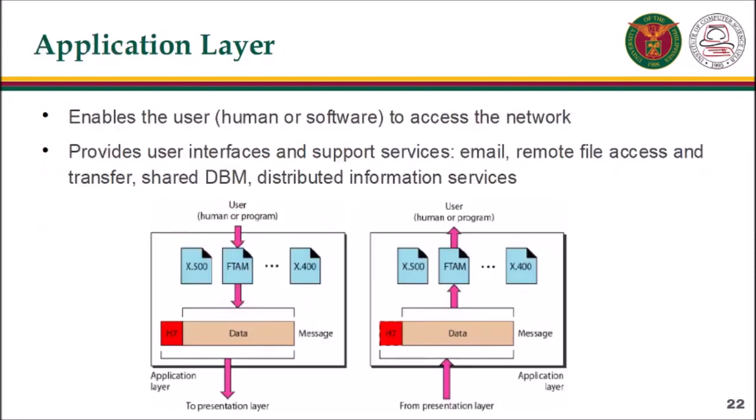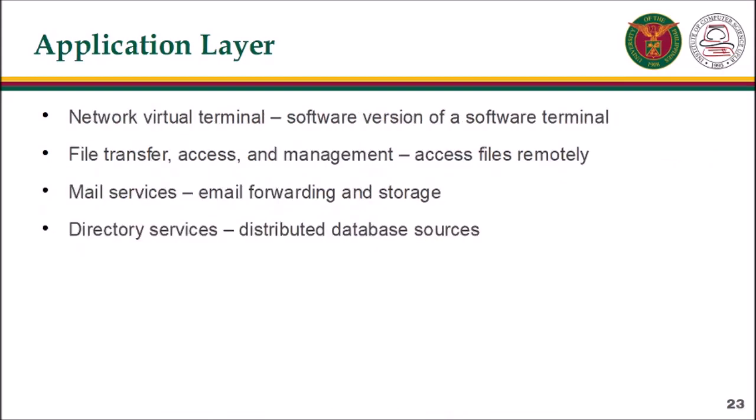The application layer enables the user, human or software, to access the network. It provides user interfaces and support services like email, remote file access and transfer, shared database management, and distributed information services. Other services include network virtual terminal, file transfer, access and management, mail services, and directory services.